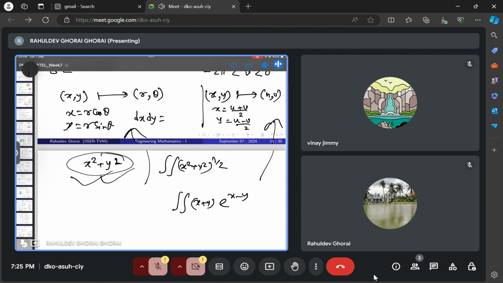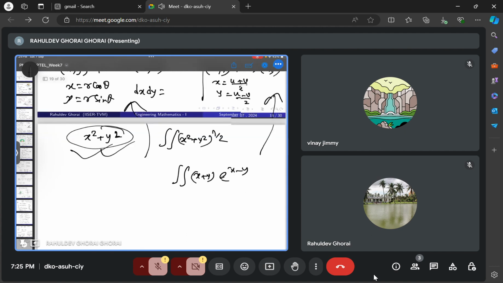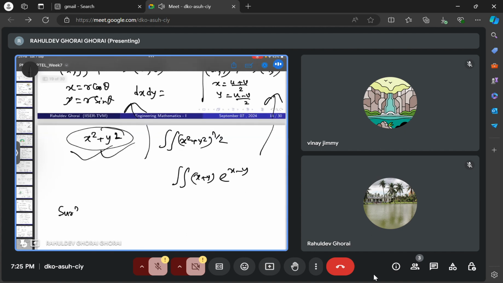Then we will again start the surface area. Surface area will start. Before that, if you have any doubt, please ask me, try to understand. If you have any doubt, you can ask.